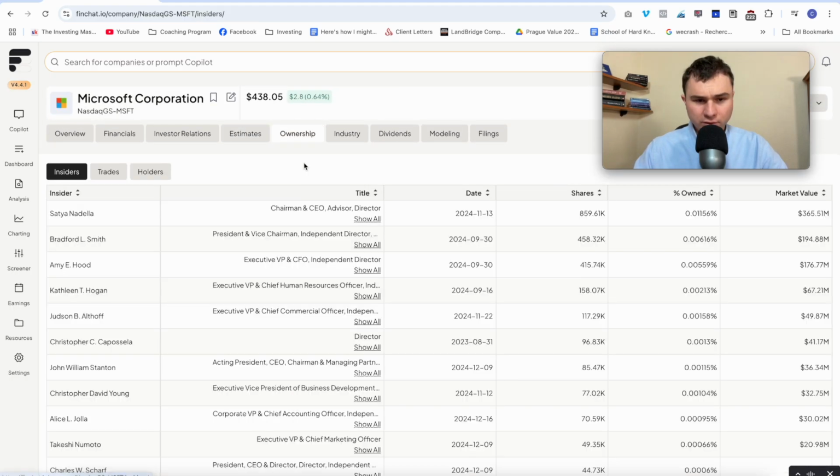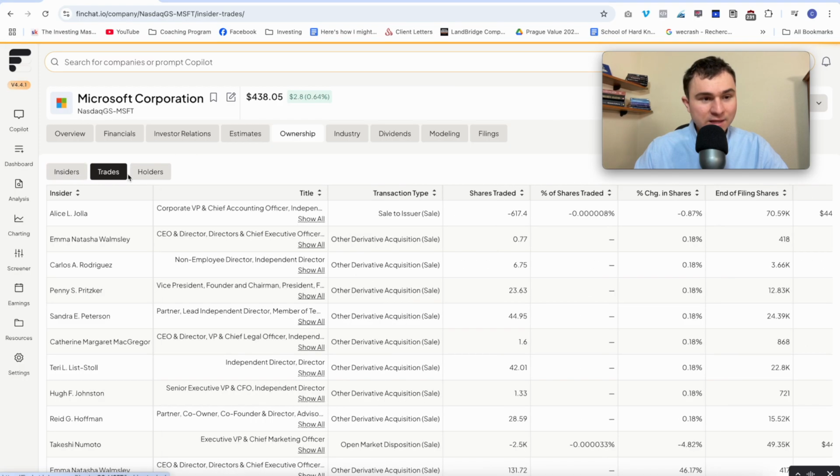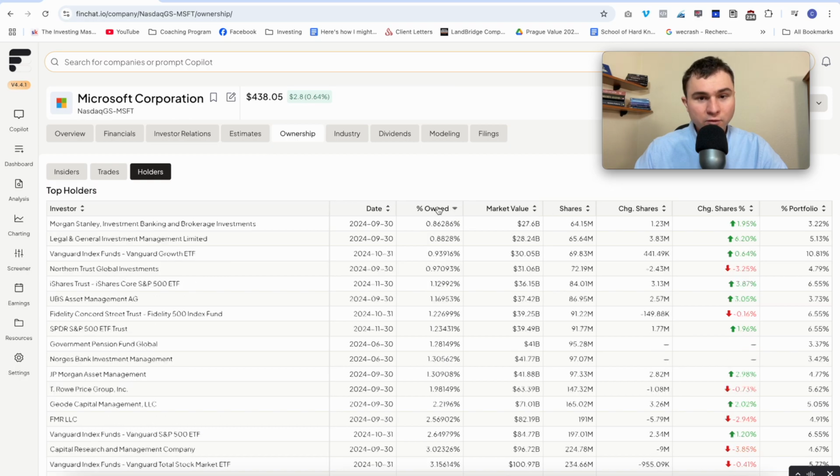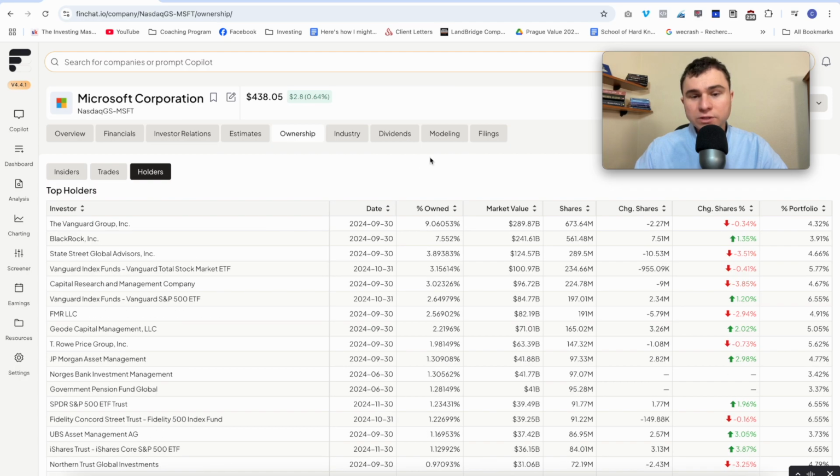You have another tab called ownership. So these are the insiders. You have the CEO here. How many shares does he own? This amount of shares. That's 0.01% of the company. That's the insider trades, and that's the holders. For example, Vanguard obviously owns a big chunk of Microsoft, BlackRock, State Street, all the big institutional funds.